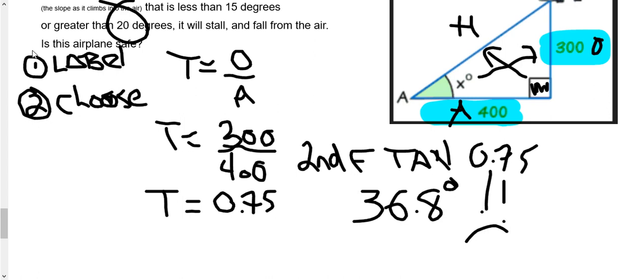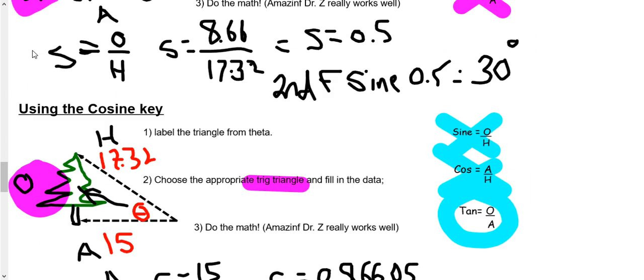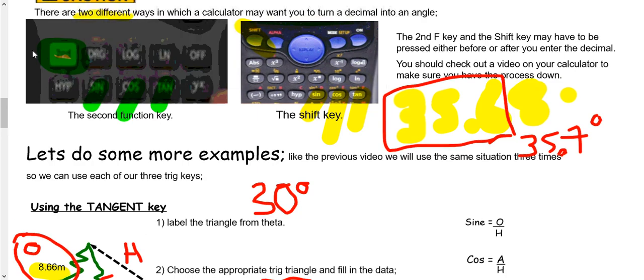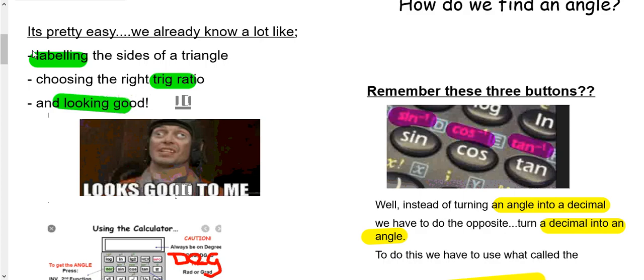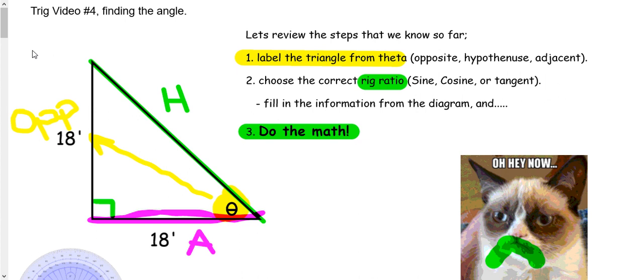Okay, so let's review for a second. All we've had to do is basically learn how to label a triangle, choose a trig ratio, and when we've done the math, turn that decimal into an angle by using our second function key or the inverse key or whatever. And that's basically it. So I hope this helps you guys. This was the last video in trigonometry. This one was about finding the angle. The one before this was finding the side. The one before that was labeling the triangle. The one before that was, what is trigonometry?